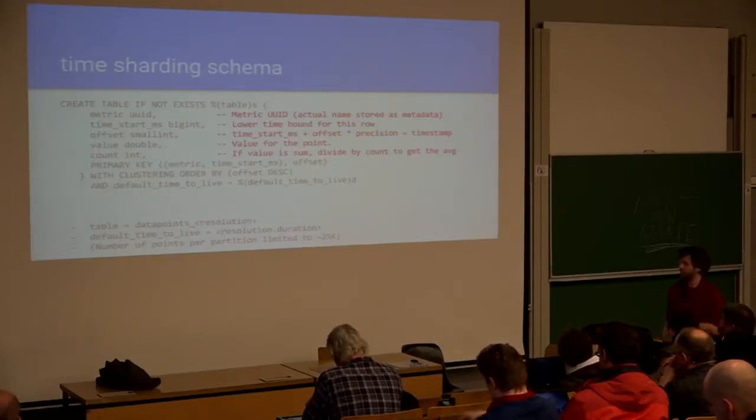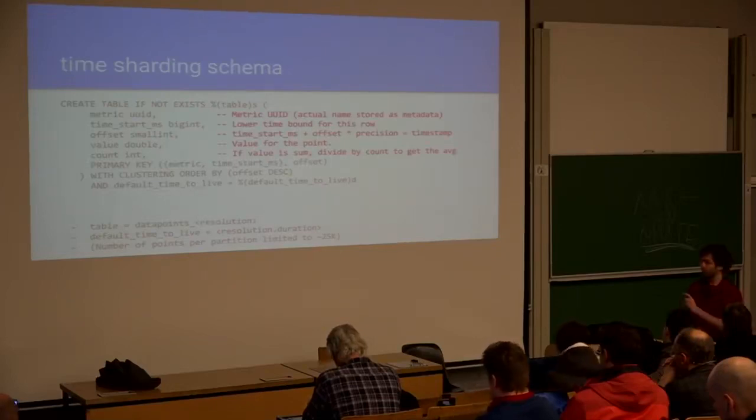Another thing that we do is that we have one table per resolution, which allows us to put some specific settings, for example, for the points from today, we want to cache them more, and for the points for the last year, we might want to put them on a slower disk or something, or to use another kind of compression. So we have one table per resolution type.